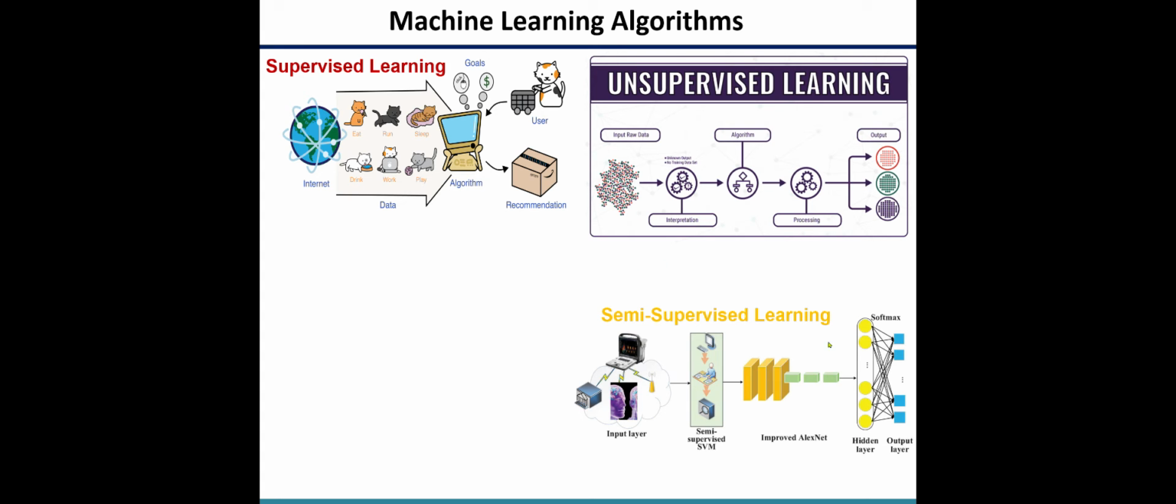Next, we have the semi-supervised one. In semi-supervised learning, we have the input layer. We are collecting data from an education institution, so all the data must be related to education, not related to any movie or any other things.